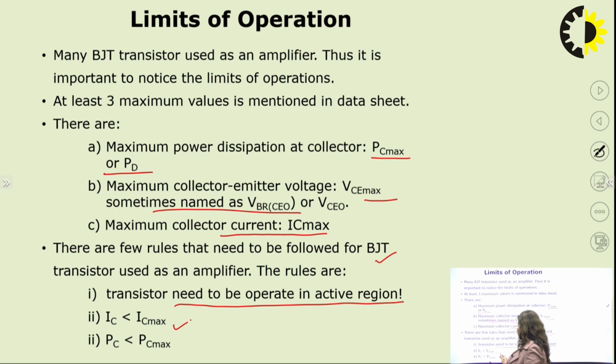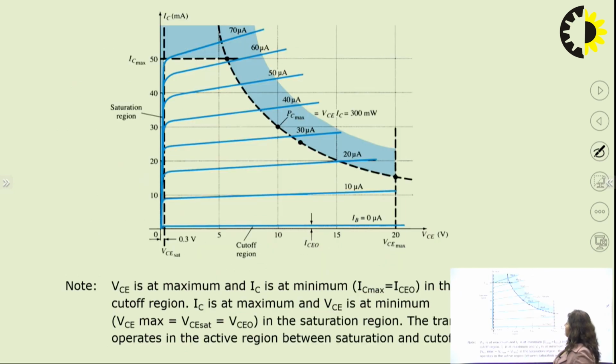The second point is that IC max, the maximum collector current, should be greater than the normal collector current. Similarly, the maximum power at the collector should be greater than the normal collector power. You can see this from the graph.